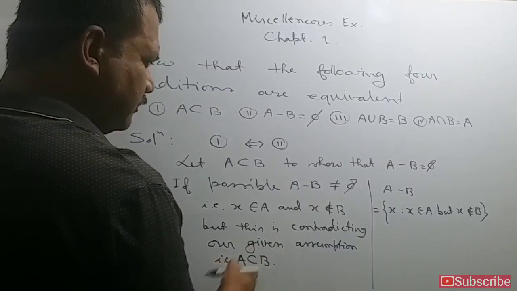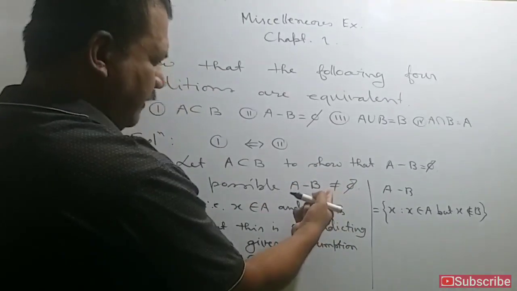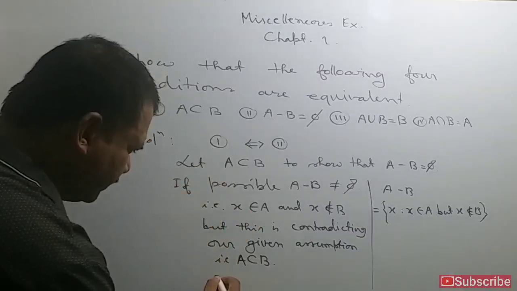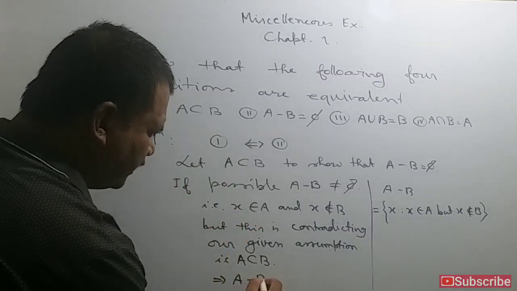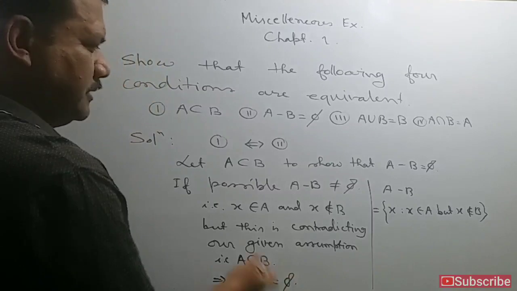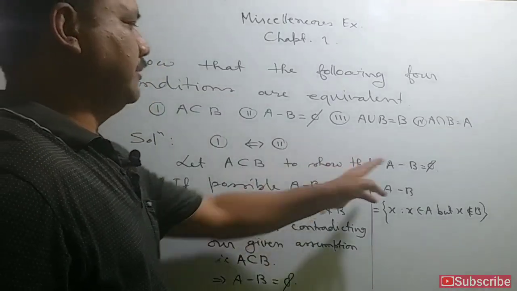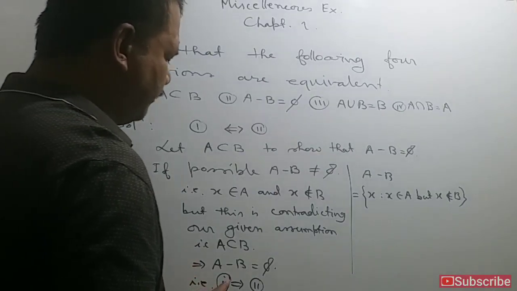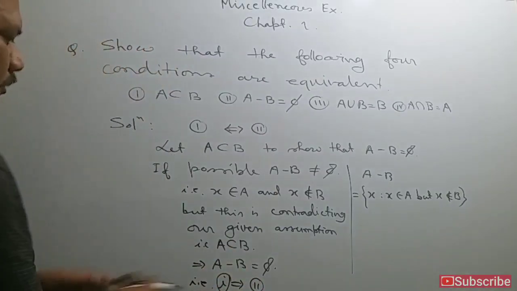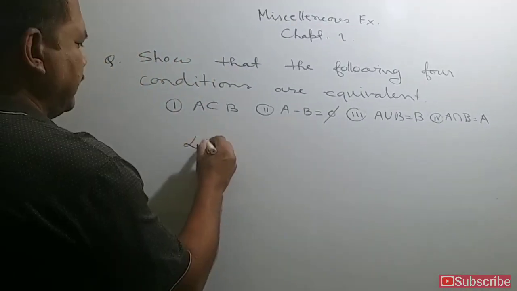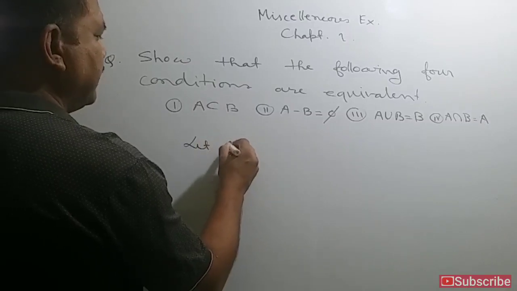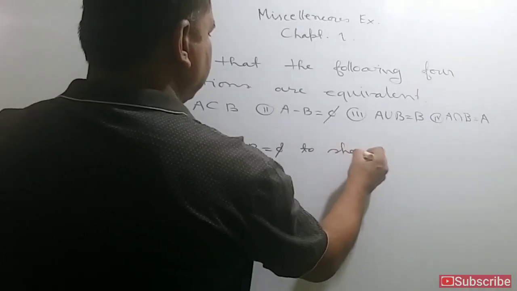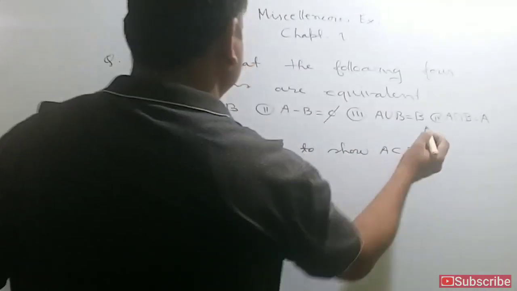To make this true, we have to change our mind. Okay, we cannot assume A minus B not equal to phi, which implies A minus B is equal to phi. What is to be proved actually? We were to show A minus B is equal to phi. That is 1 implies 2. We have proved. Now we will show 2 implies 1. Let A minus B be equal to phi, to show A is a subset of B.